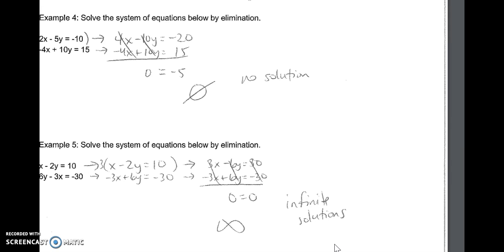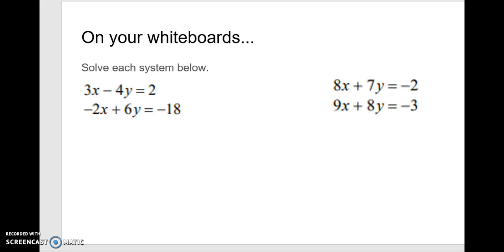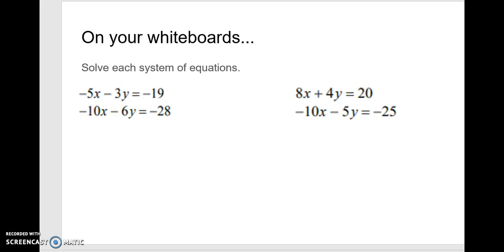Okay, go ahead again and grab your whiteboards. And you are going to try these 2 examples on your whiteboards. Go ahead, pause the video, and give the students a chance to work on these examples.